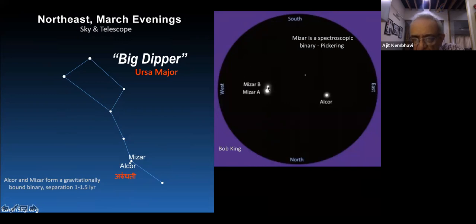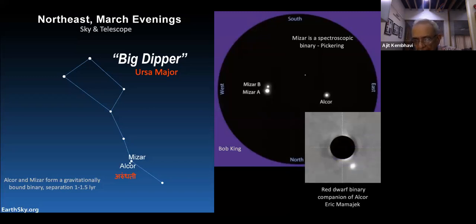That Bizarre actually is a pair of stars. This is much closer. Alcor is a binary, but very far off. And Bizarre, there are two stars here called Bizarre A and B, which form a much closer binary system.